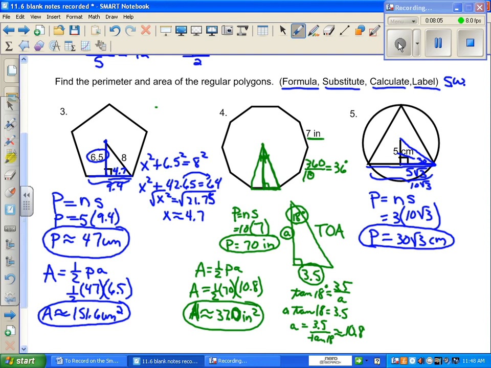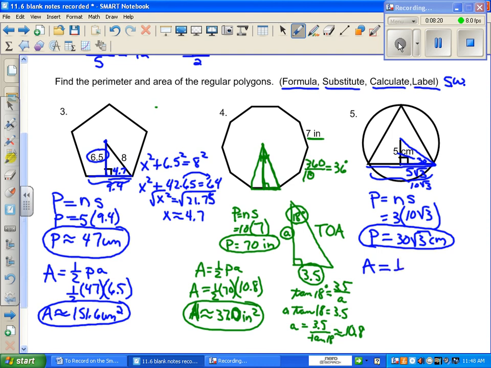Now you leave it in radical form and make sure that your radicals are simplified. This then is considered exact form. If you press the button on the radical, then that's an approximation. Alright, but we're going to give exact answers unless we're told otherwise.